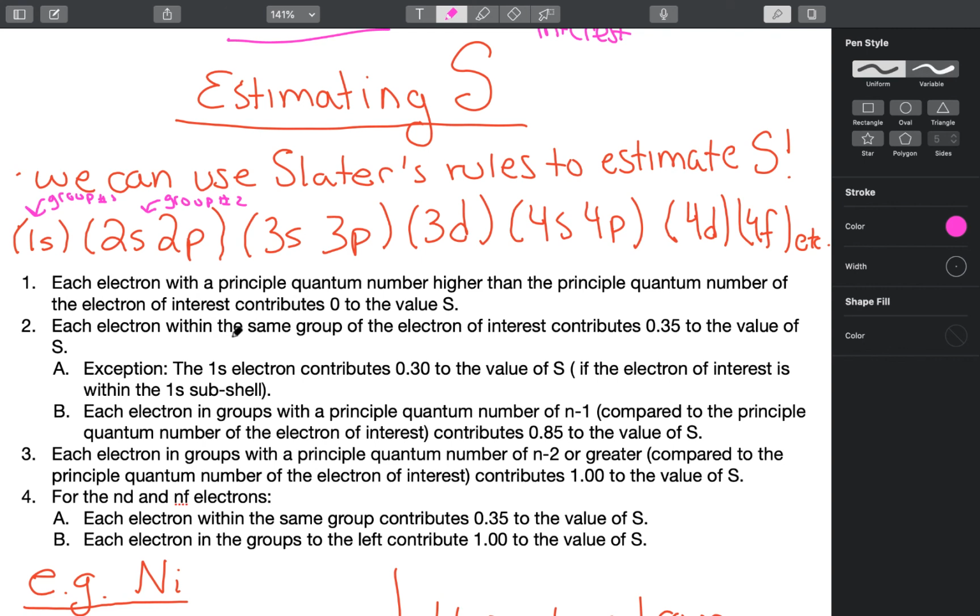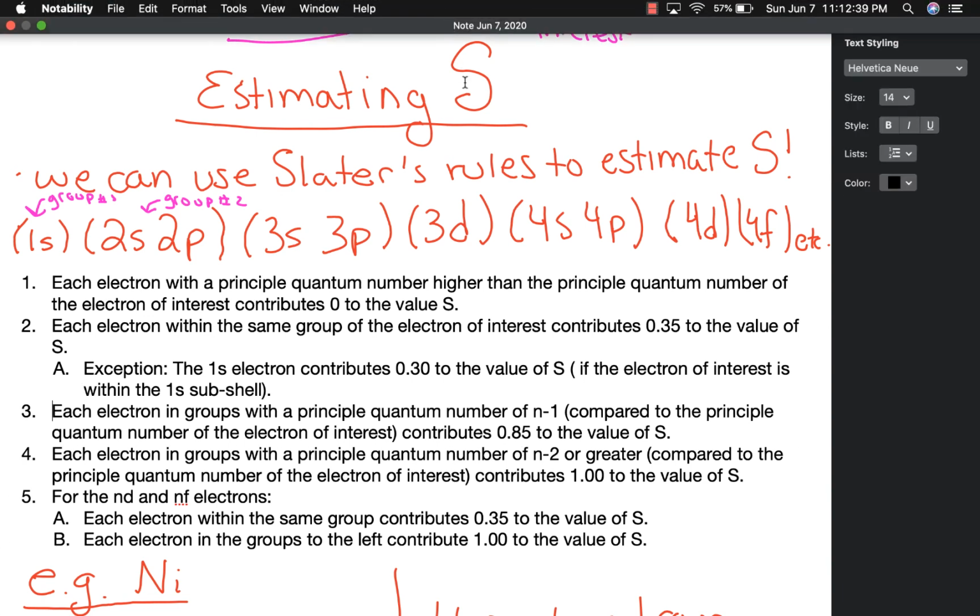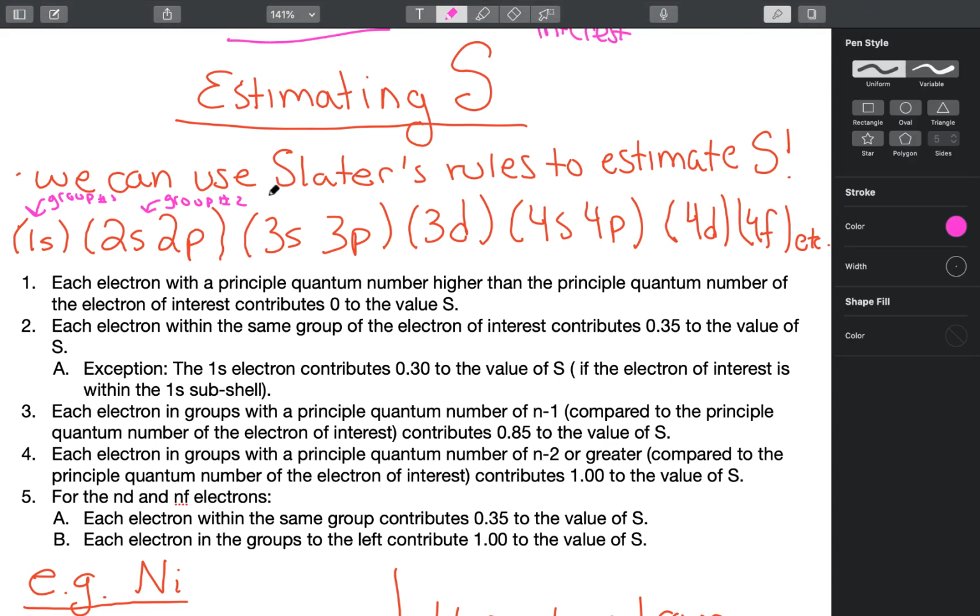So the second rule is that each electron within the same group of the electron of interest contributes 0.35 to the value of S. However, there is an exception, and the exception is that the 1s electron contributes 0.30 to the value of S if the electron of interest is within the 1s subshell. So in order to understand this one, let's do the same thing, and we're going to look at the 2p subshell again.